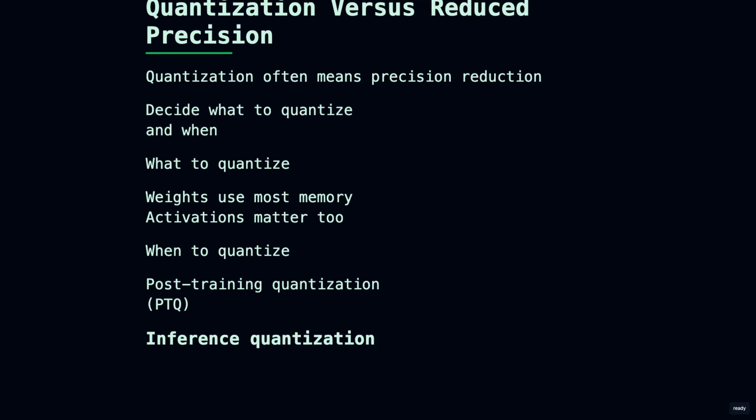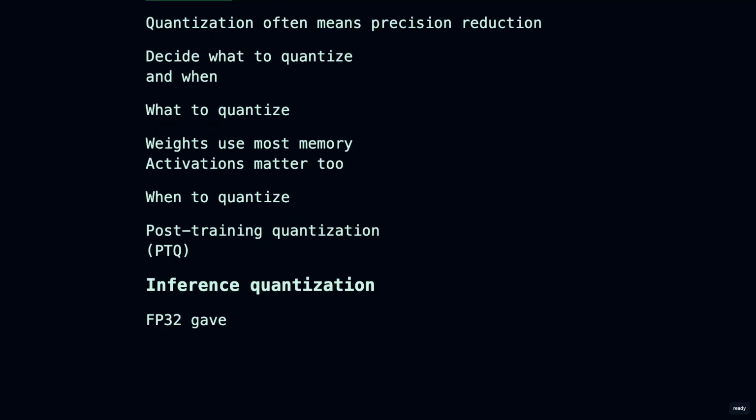Now we move from the general idea to the most common use case: running models efficiently at inference time. This is where reduced precision has become standard practice. Early deep learning systems usually trained and served in 32-bit floating point. More recently, serving in 16-bit and lower precision has become common, and modern LLM work has pushed all the way to 8-bit and 4-bit methods.